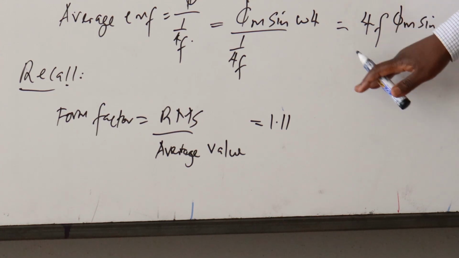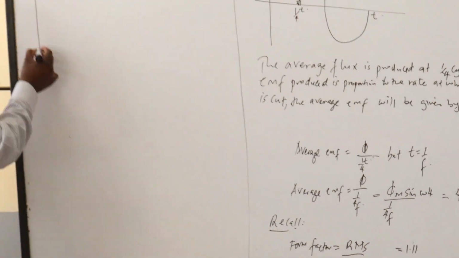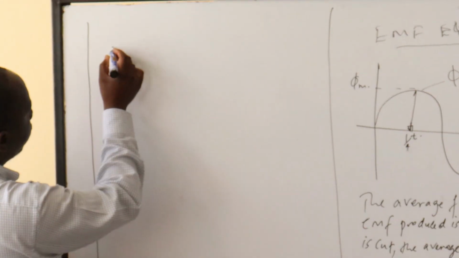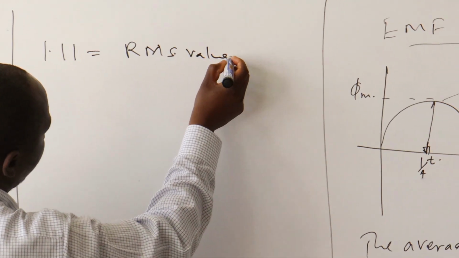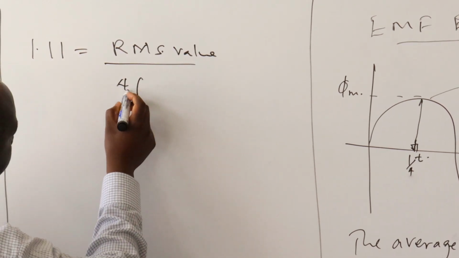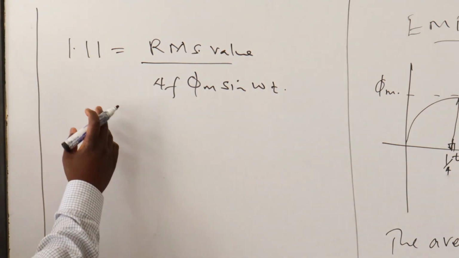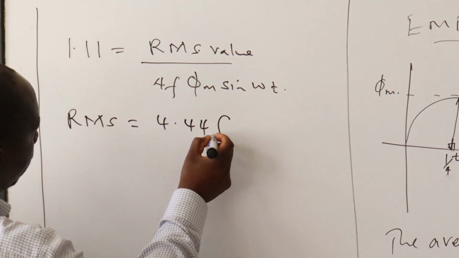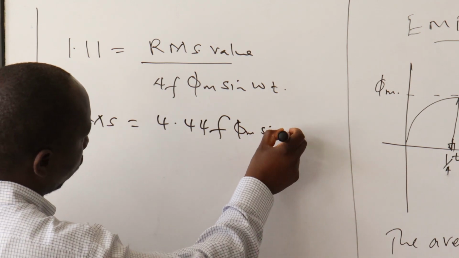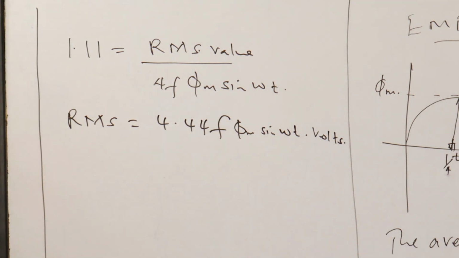So when we express the average EMF produced in terms of the form factor, what do we have as the equation? We shall have 1.11 equals the RMS value over our average value, which is 4 F phi m sine of omega t. So the RMS value is 4.44 f phi m sine of omega t. This is what we expect from the induced voltage of the AC equation.